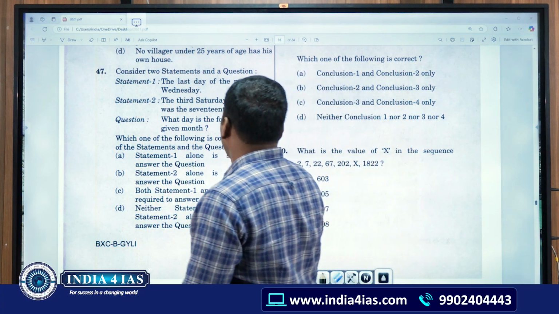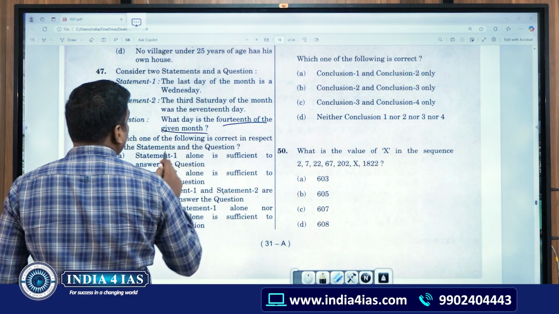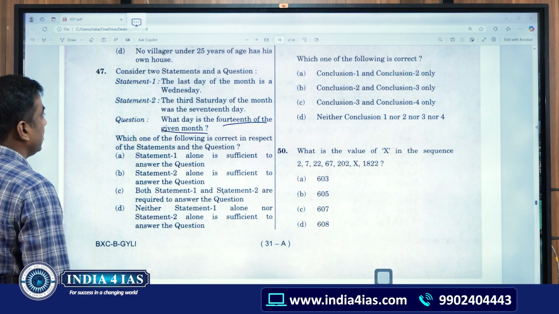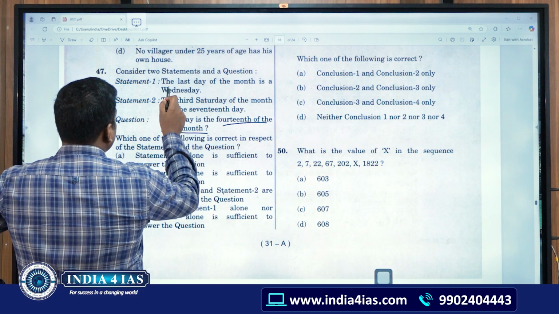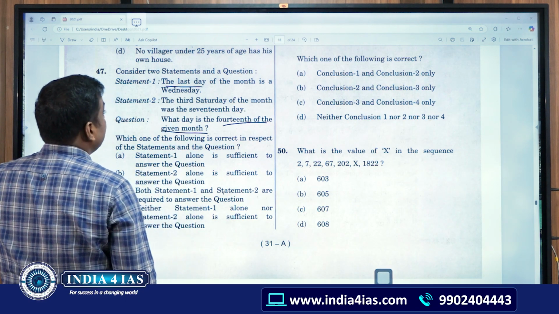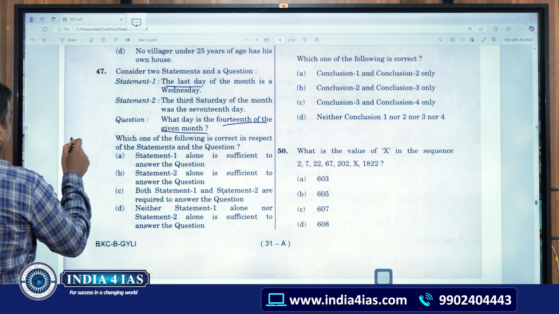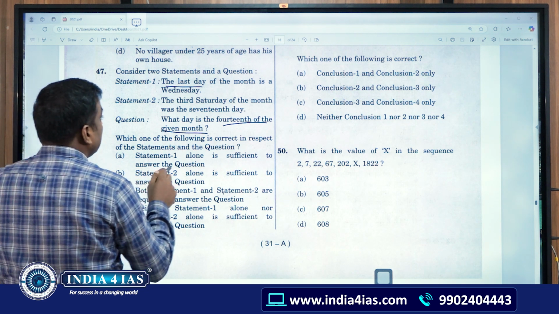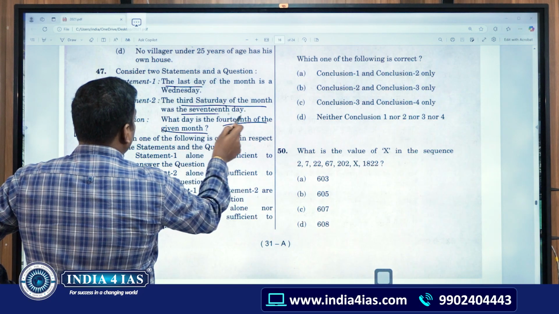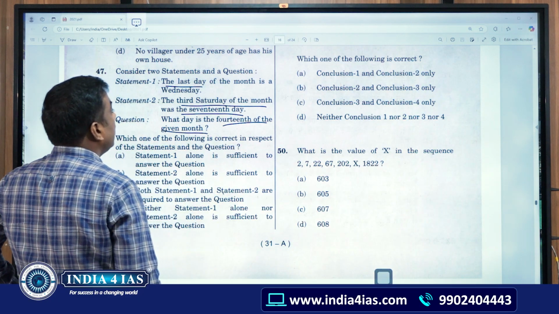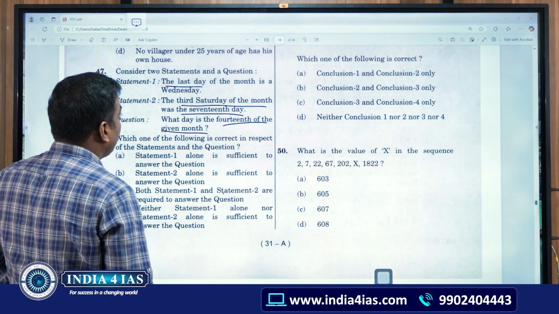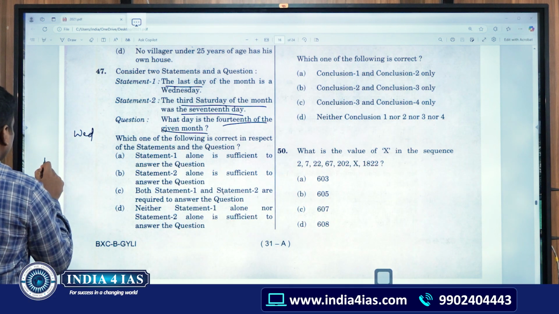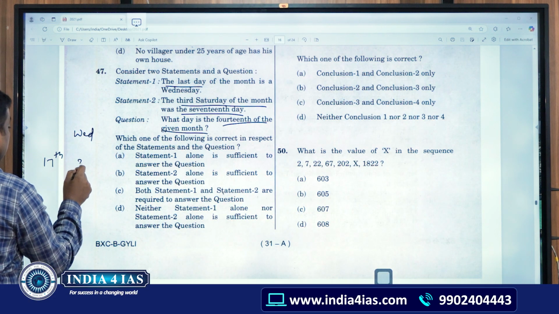Question is, what day is the 14th of a given month? See, in this, let's take statement 1. The last day of the month is Wednesday. Month ends with Wednesday. Statement 2: the third Saturday of the month was the 17th. I am sorry, 17th. So 17th is the third Saturday.